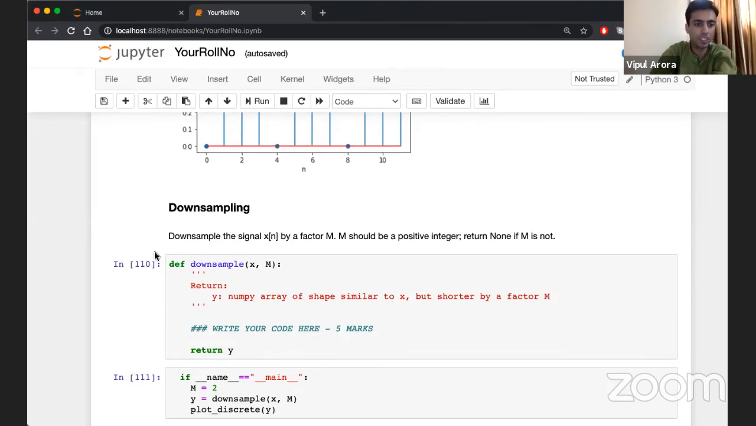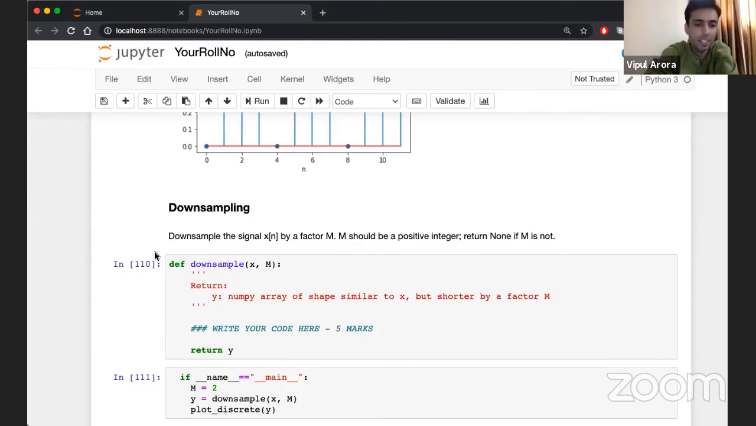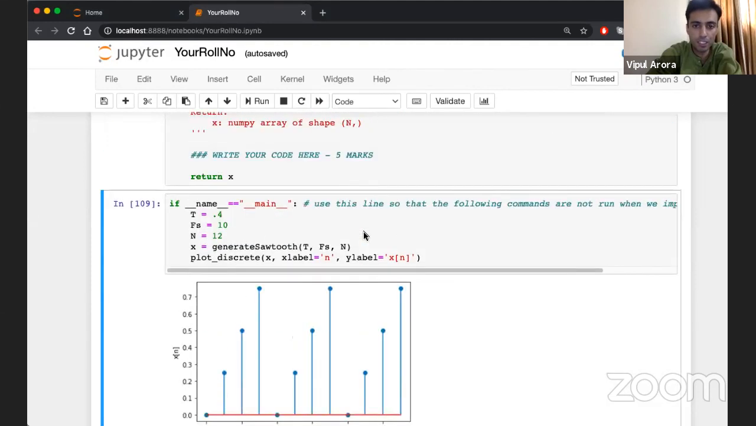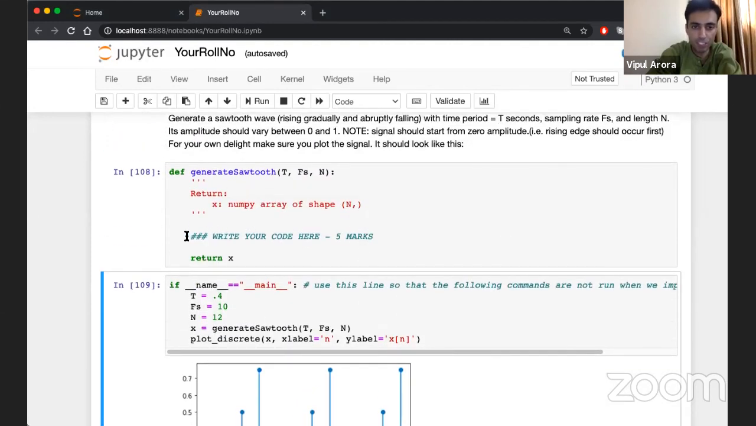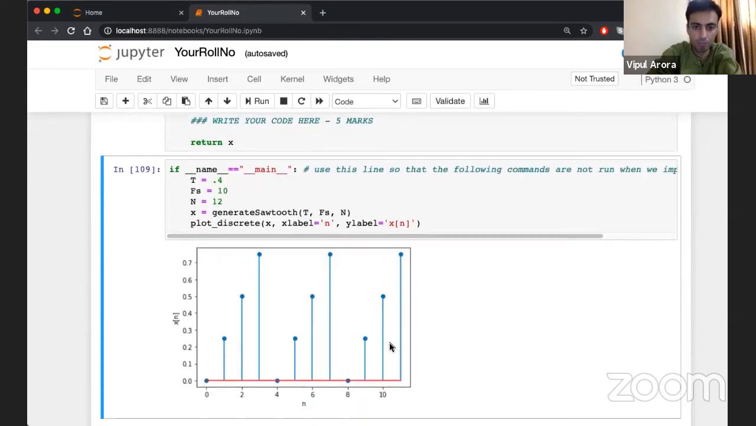Pooja is asking the question, can we import signal from SciPy to plot sawtooth? Plotting is already done for you. Just use that module to do the plotting. But anyways, plotting is just to help you visualize things. These functions don't need plotting. The function which you have to write your code here just needs to return the correct output, X.